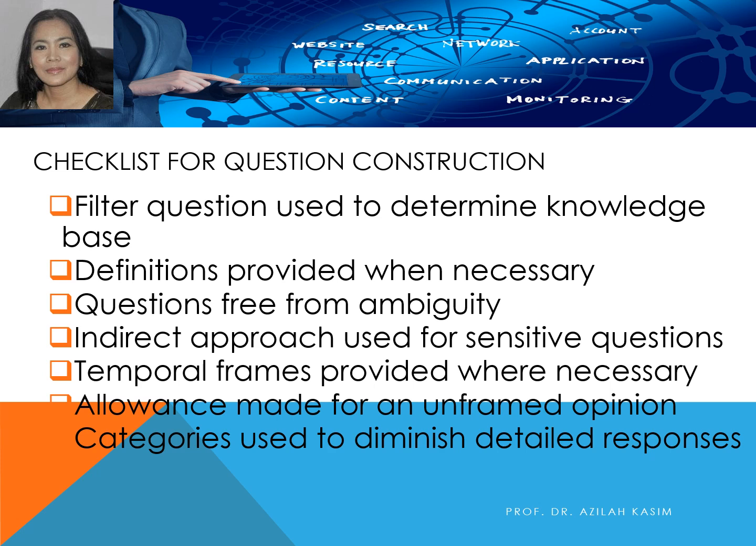You need to have some kind of time frames if necessary. Yeah, and you have to have allowances for unframed opinion. That means you put the question of other there. Okay, so you give them option A, B, C, D, E, and E means other. So you give them a blank and they can put anything that they want by filling up the blank. Yeah, and then categories to make diminished detail responses.